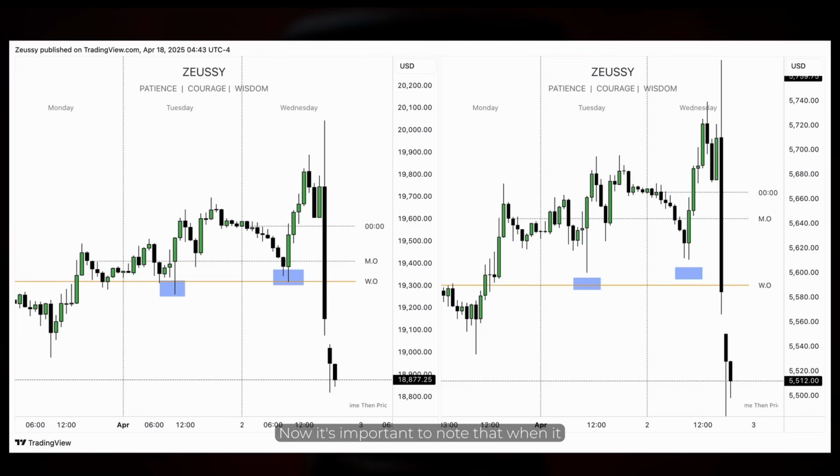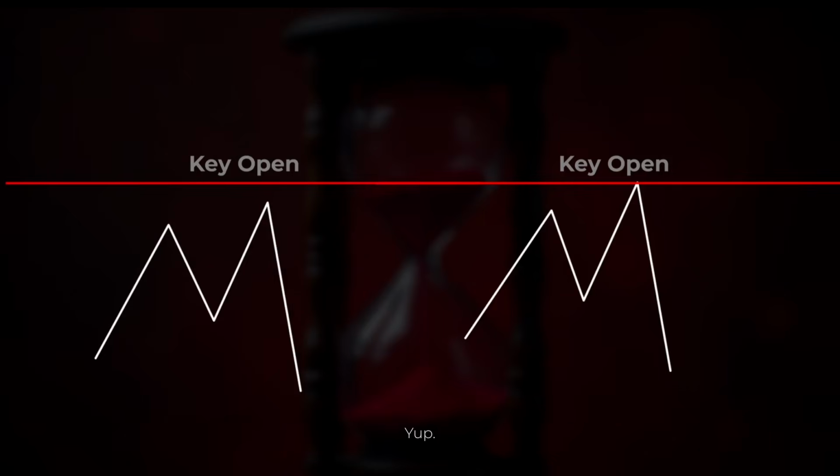Now it's important to note that when it comes to all of these different forms of SMT, they can be blended. When we pay attention to a bearish example then, it's simply the bullish example in reverse, where you can see that the market expanded towards the upside, stopped in advance of the key open, retraces, and then we see another expansion leg higher taking place.